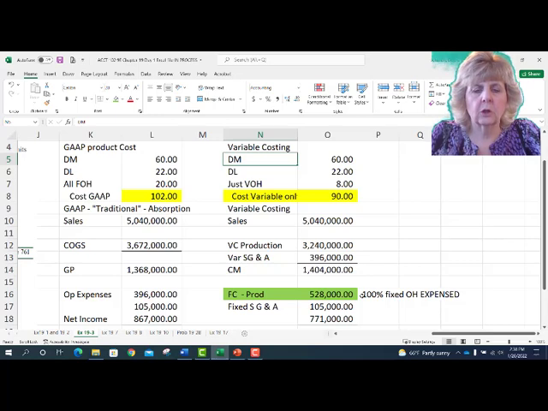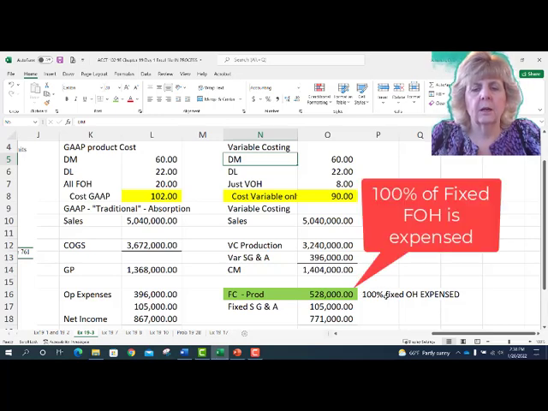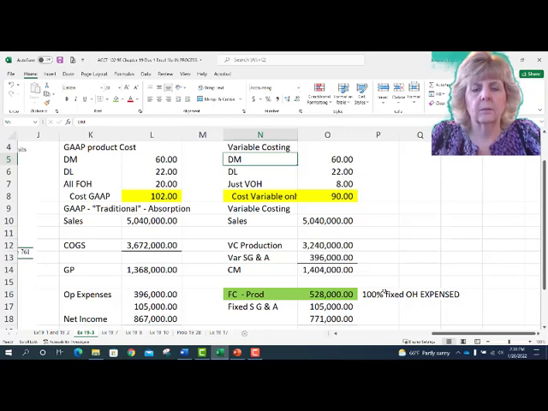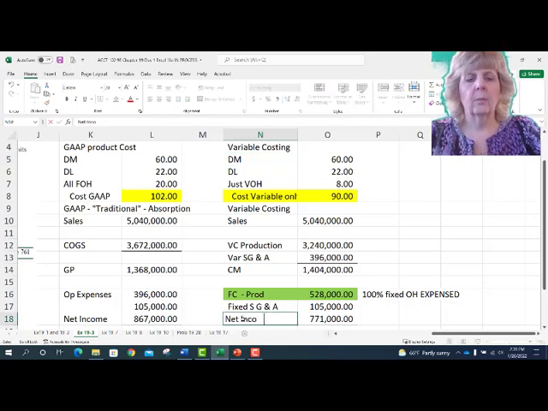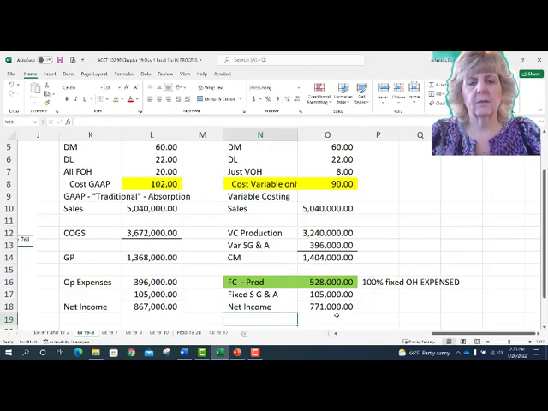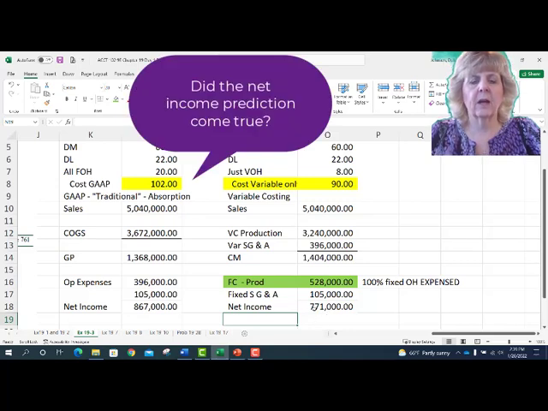And here's where the change occurs. 100% of the fixed overhead was expensed. Most of those costs are considered uncontrollable, and so to take them out of the decision-making mix, 100% of the $528,000 was expensed as a period cost. We also had the same fixed selling, general, and administrative expenses, and our net income, or the bottom line of this income statement, was $771,000.